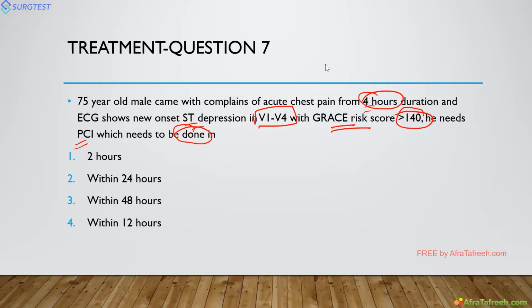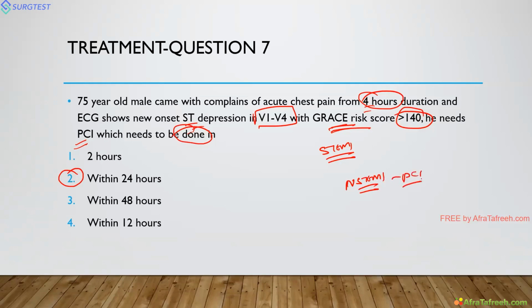Very good. Most of you answered correctly. So there is a risk score, the Grace risk score. Based on this, we decide whether the patient needs to be taken for immediate CAG in the cath lab or not. Most of you answered option 2. So this is the answer. When a patient comes with STEMI, the treatment algorithm is different. Whenever a patient comes with NSTEMI, it is also different. We'll discuss when we'll do PCI.